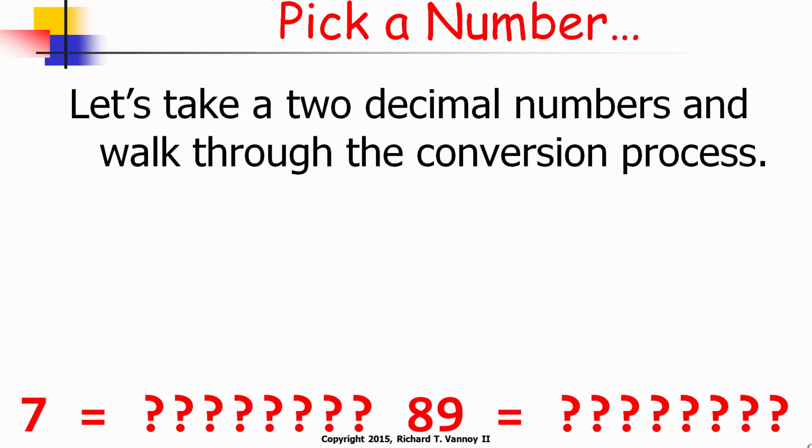In order to convert a number, we need to pick one or two. And so down at the bottom of the screen, I've selected 7 and 89. What we'll do is walk through those two numbers, convert them to binary, and then we'll know the procedure.